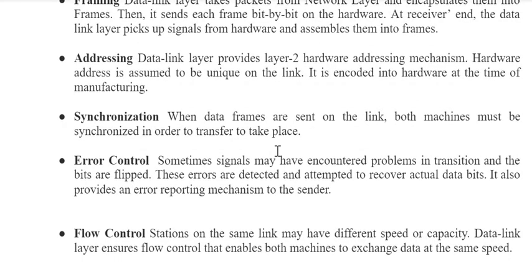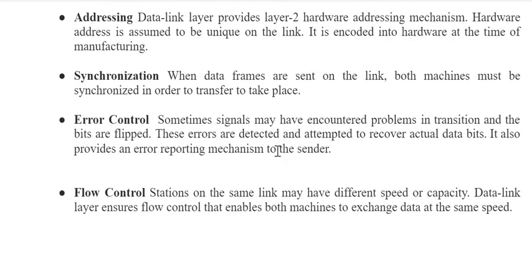Next is error control. What is error control? Error control means detecting errors. What is an error? Whenever we send a signal or data, there may be flipping of bits. For example, 0 converts to 1 or 1 converts to 0. Detecting that error and recovering the actual bit is called error control. This all we will discuss in depth in my later videos.